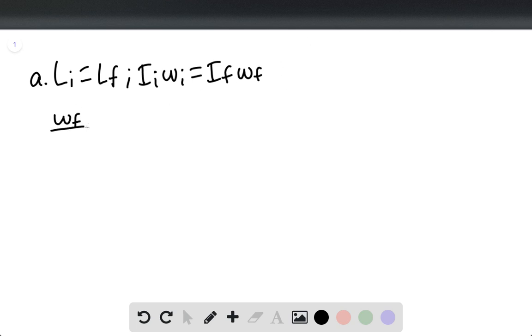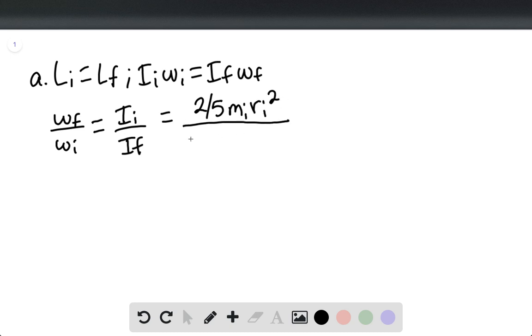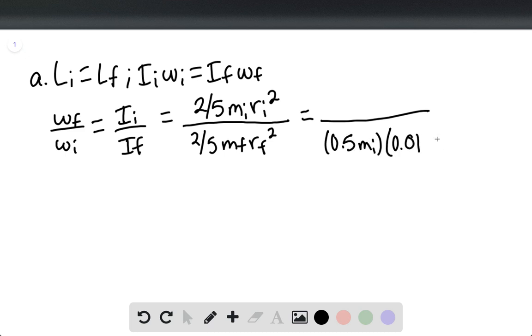The ratio of the angular velocities will be equal to the ratio of the initial and final moments of inertia. This will be equal to 2/5 m initial r initial squared divided by 2/5 m final r final squared. Again, we're modeling the sun as a sphere, and this will equal 0.5 m initial times 0.01 r initial. So the mass is only half of the original mass, and then the radius is only 1% of the original radius. And then we'll have m initial r initial squared as well.